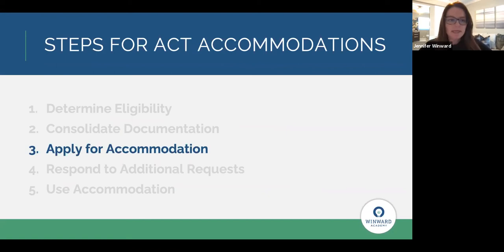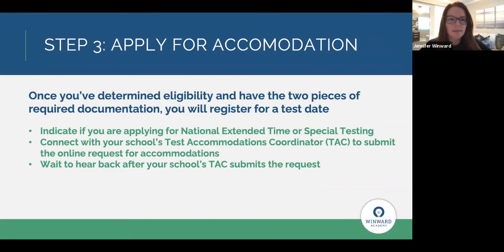All right, so step 3 is apply for the accommodation. So once you've determined we're eligible, we've got all this documentation ready to go, what do you do next?